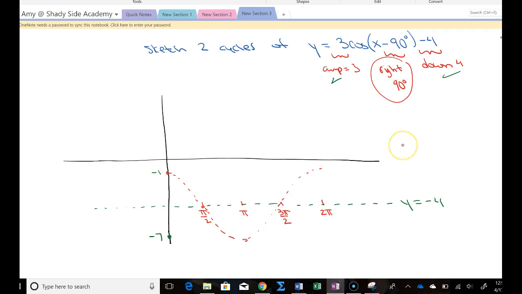Now I'm going to go right 90 degrees. Oh, goodness, look what I did here. I know I'm in degrees, but I labeled my axes in radians. But as long as I do it correctly, I'm okay. Right 90 degrees means right pi over 2.